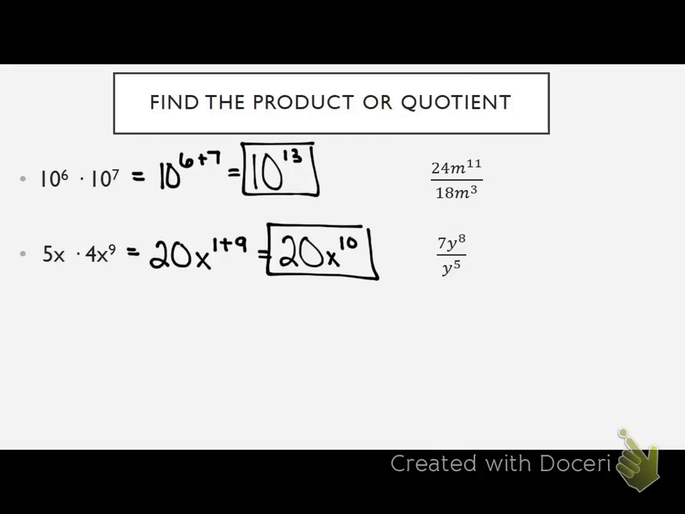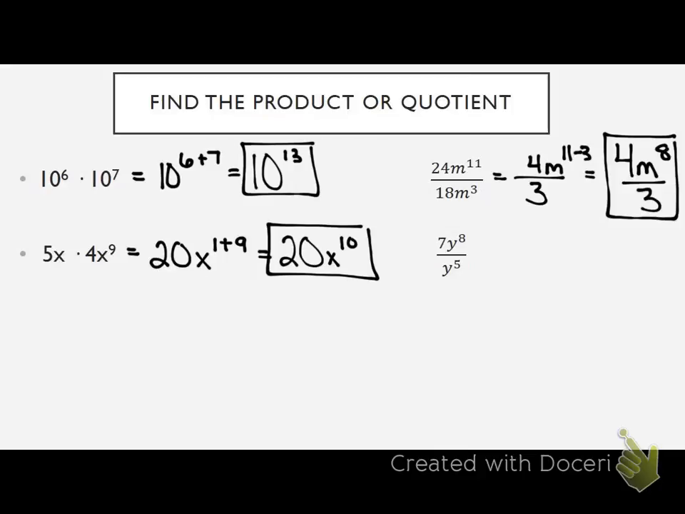Now, in the other two, you're dividing. So you need to reduce 24 over 18 to 4/3. And then you're subtracting the numerator minus the denominator, m to the 11th minus 3, which is 4m to the 8th over 3. Now, in the last one, there's nothing to reduce. It's just 7y to the 8th minus 5, so 7y to the 3rd power.